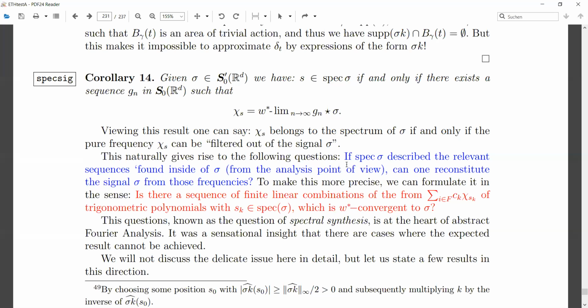Now, Fourier analysis tries to find the frequencies in the signal in sigma. Now, Fourier synthesis tries to say, well, can we re-synthesize it? And we have already understood that weak-star convergence is the right thing to do. So the question is, well, if we are filtering out the relevant frequencies, isn't it clear that you can reconstruct the function from those frequencies? So why should you use any frequency that you cannot pull out of this signal or so?